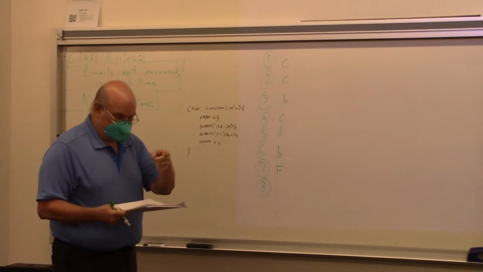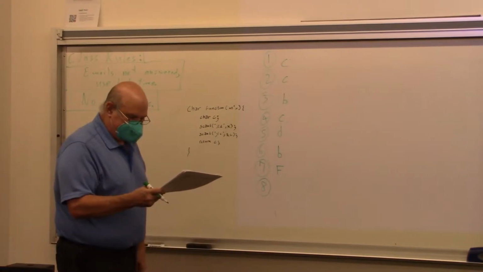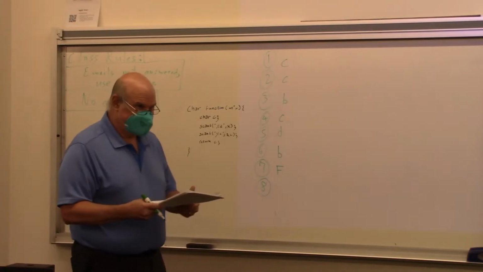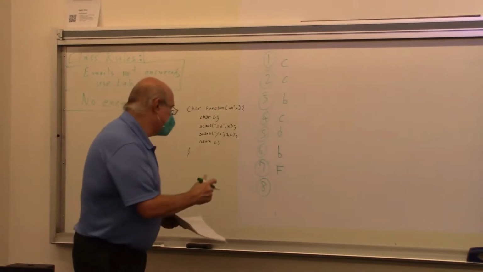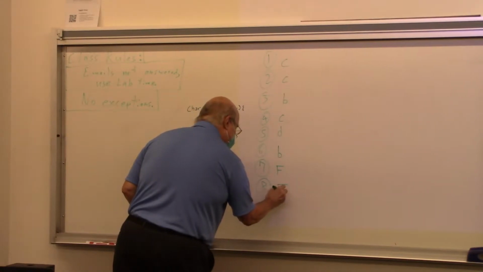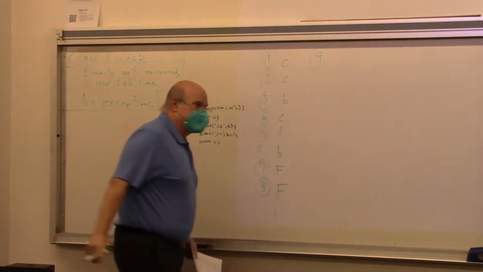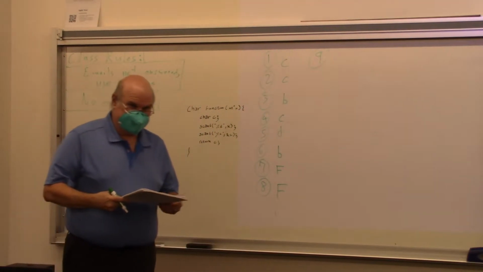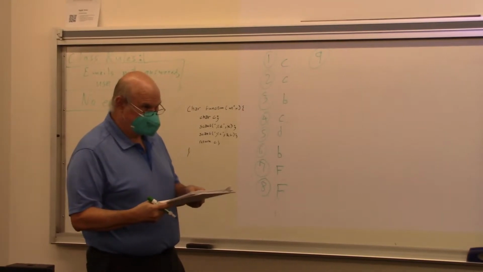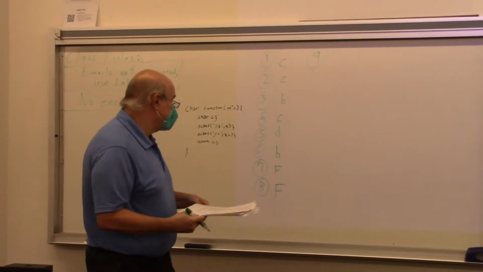Number 8. All loop constructs will execute their body at least one time. False? Yeah. Why is that false? The while loop checks the condition. That's correct. It always checks the condition at the beginning of the loop, and if the condition is false when you first enter the loop, it will not execute the loop.